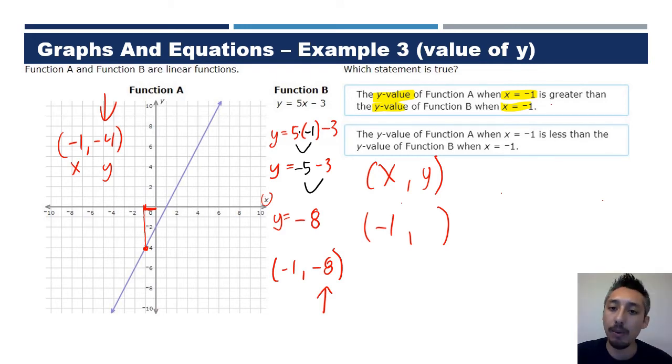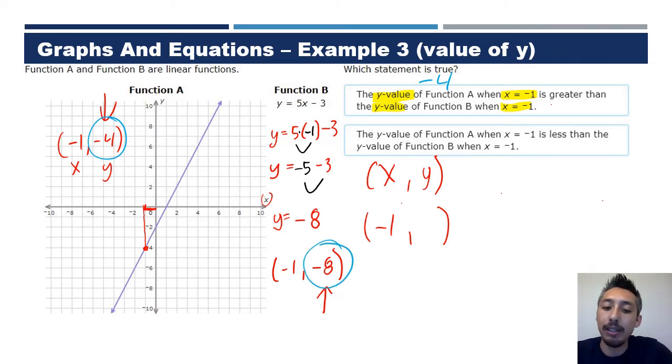So now let's look back at the question. Which of these values for y is greater? We said that the y value for function A is -4, so -4 right here. We said that the y value for function B was -8, which is right here. So when we read the first option, it says -4, so the y value of function A, is greater than the y value of function B, which is -8. Is -4 greater than -8? Is -4 closer to 0? In this case, yes, -4 is greater. It is closer to 0, so it is our answer.